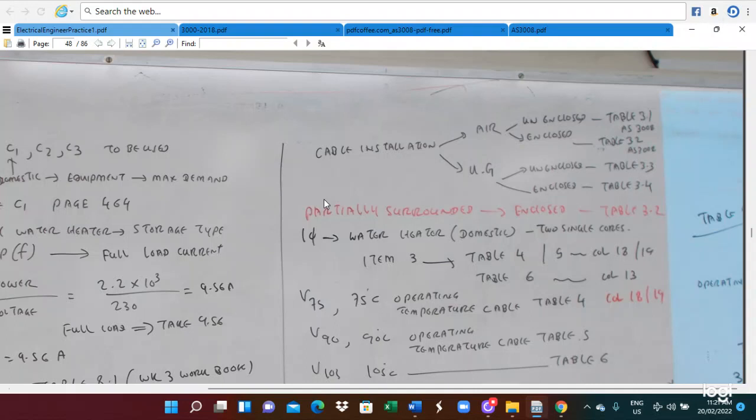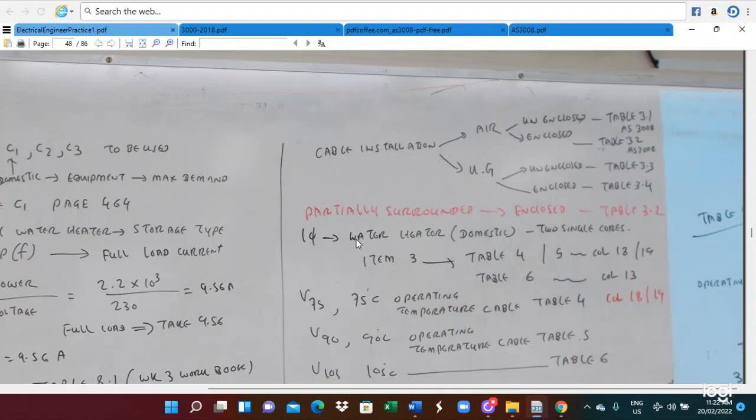So they have to utilize Table 3.2. They also have to utilize a single phase water heater. A single phase water heater is a 2-core cable. The cables are partially surrounded, enclosed in air.